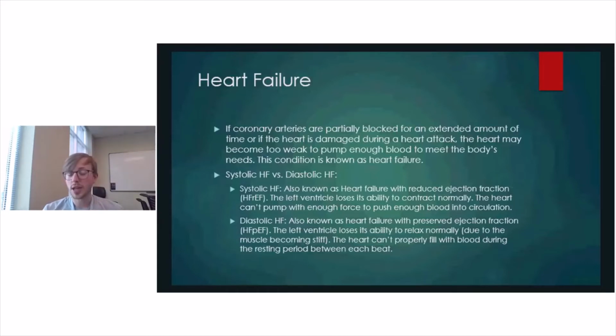And then diastolic heart failure, which is known as heart failure with preserved ejection fraction, is when the left ventricle loses its ability to relax, so the muscle becomes stiff. In comparison to systolic heart failure, where the ventricle can't contract normally, in diastolic heart failure the ventricle cannot relax normally because the muscle becomes stiff. And when this happens, the heart can't properly fill with blood during the resting period between each beat.